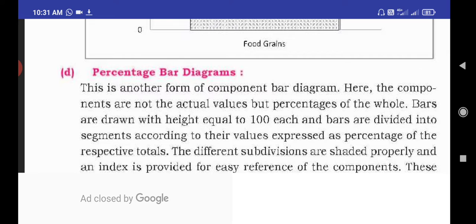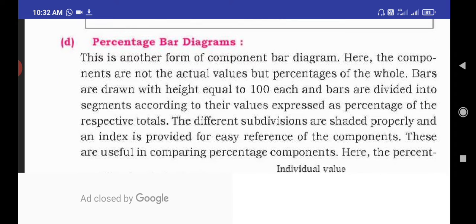The original data, the given data, we should conveniently convert to percentages. What is the given information? That given information we should convert into the form of percentage. So when we have the original data, we have to convert it into a percentage. That percentage information we have to represent in diagrams.